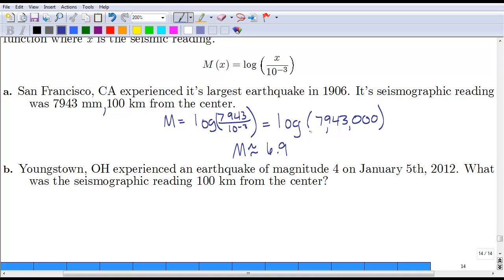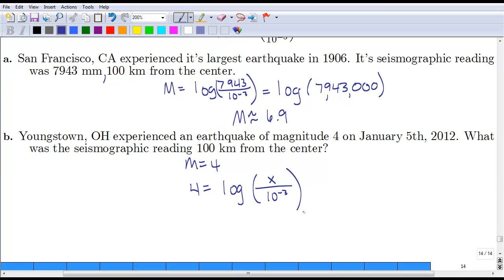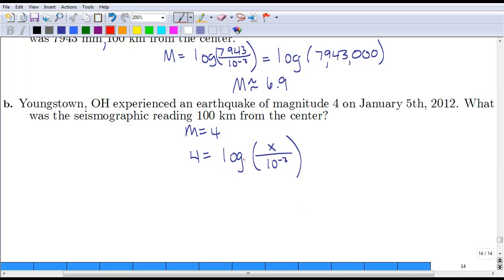Now, recently, we had a small earthquake of magnitude 4 in Youngstown, Ohio. What was the seismographic reading 100 kilometers from the epicenter? So in this case, we know that our M is 4. So 4 is equal to the log of x is what we're looking for, divided by 10 to the negative third. In this case, we're going to need to do a little bit more work. We're going to have to get rid of that log, so we're going to have 10 as our exponent on both sides. We have 10 to the fourth is equal to x over 10 to the negative third.